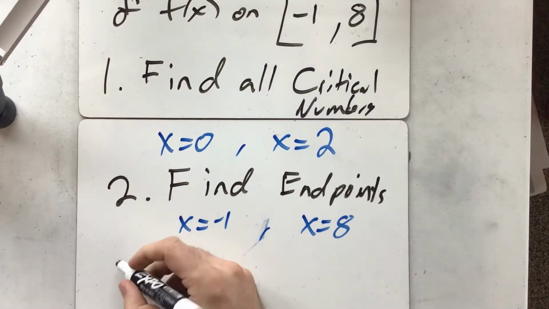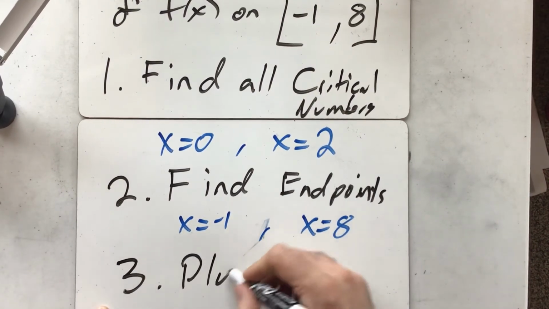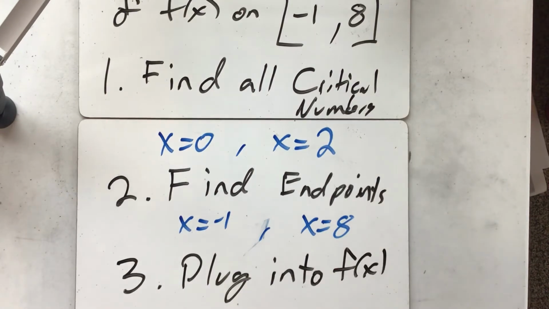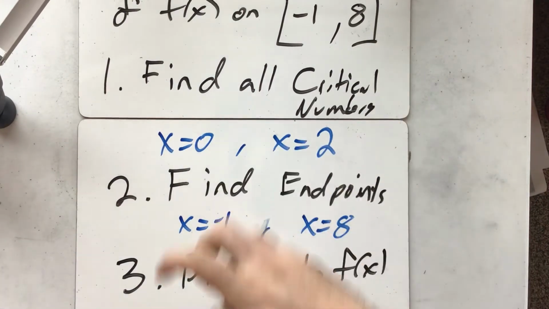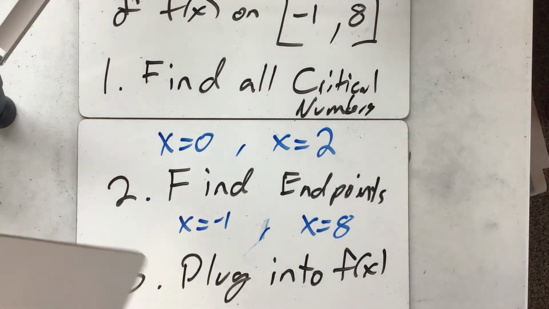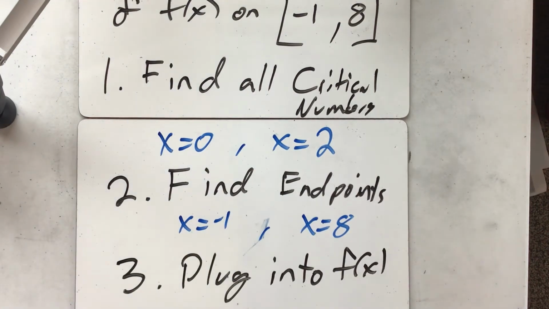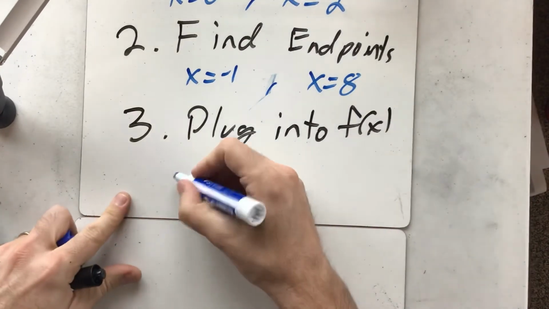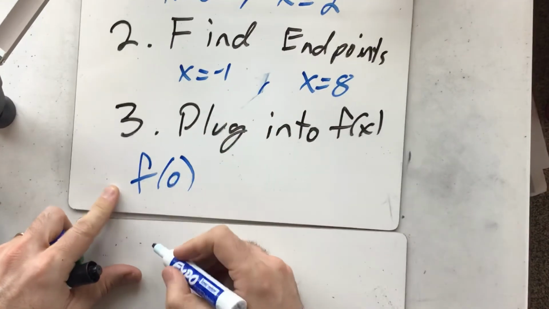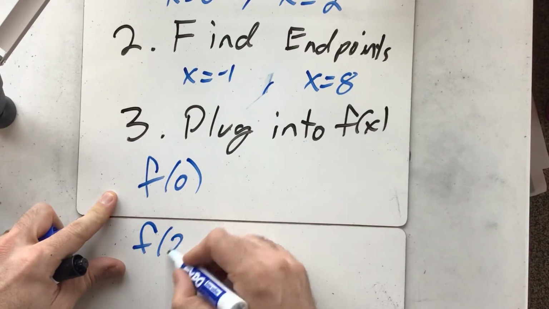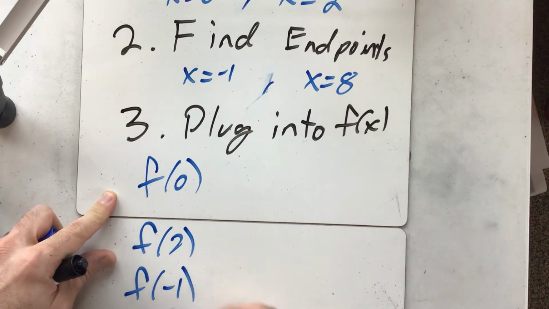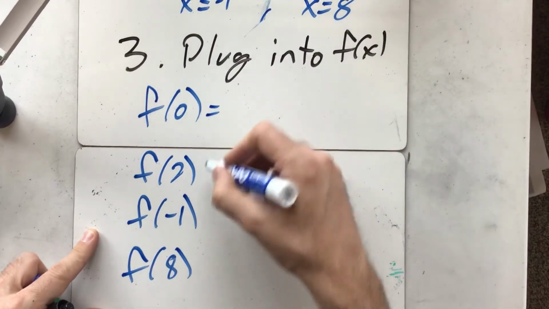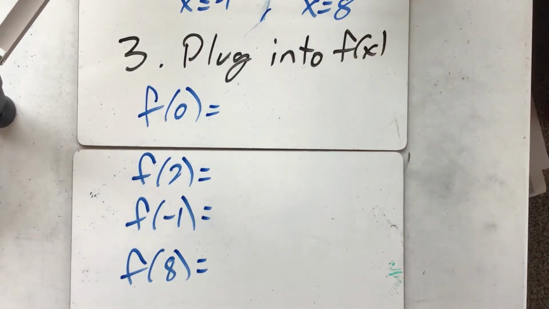And now the last thing that we do is we plug into f of x. So what does that mean? It means I need to take all 1, 2, 3, 4 of those points and plug them into f of x and see what I get for my values. So let's start plugging in. We'll plug in f of 0, we'll plug in f of 2, we'll plug in f of -1, and we'll plug in f of 8. So we'll plug all those into our original equation and see what we get.